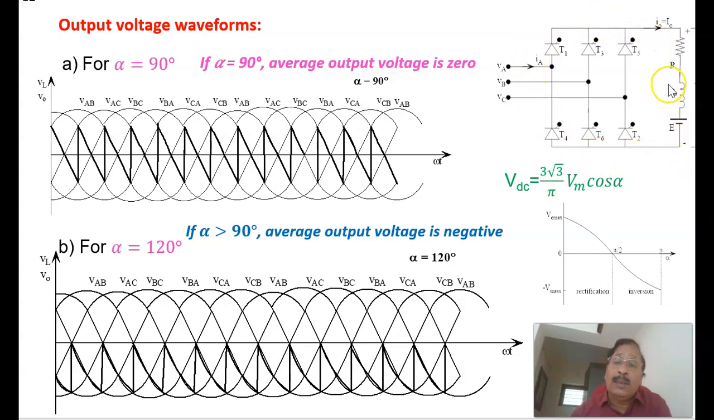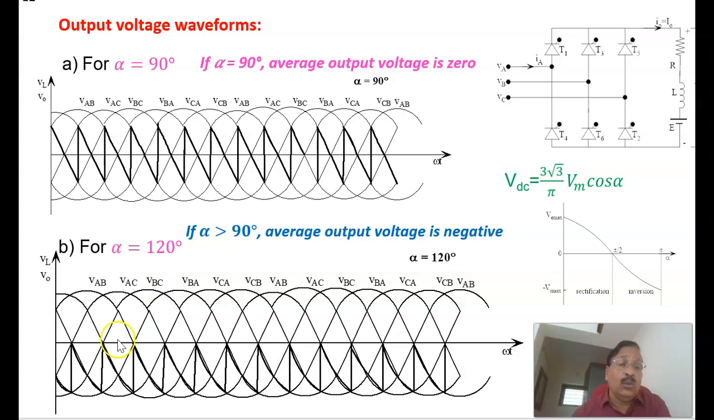Or we can say that if this is working in more than 90 degree, if it is an active load, the power will be flowing from the load side into the source side, or this converter will be working as an inverter, power flow in the reverse direction. Therefore, that is possible only if the firing angle is more than 90 degree. Therefore, average output is negative and the power flow can be in the reverse.